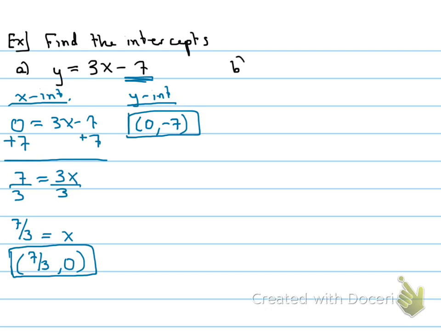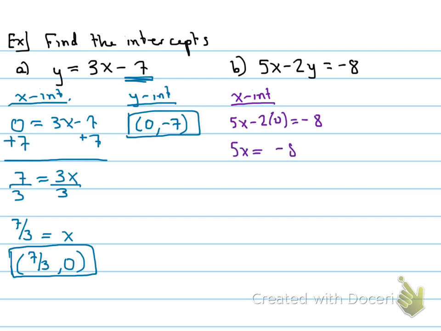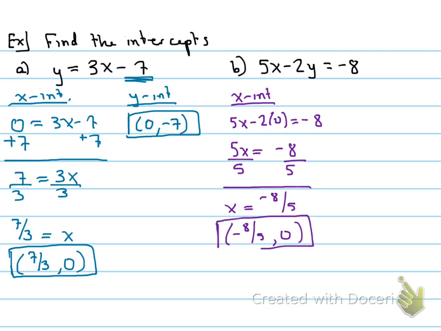Let's do another example. We have 5x minus 2y is equal to -8. To find our x-intercept, we need to plug in 0 for y. So that's going to give us 5x minus 2 times 0 is equal to -8. Anything times 0 is 0, so that's going to give us 5x is equal to -8. We divide both sides by 5, and that gives us an x-intercept of -8/5. And we always want to remember to write that as a point. So -8/5, 0.